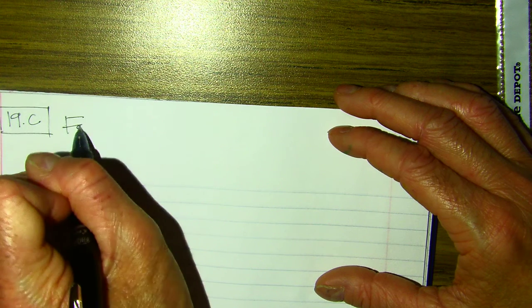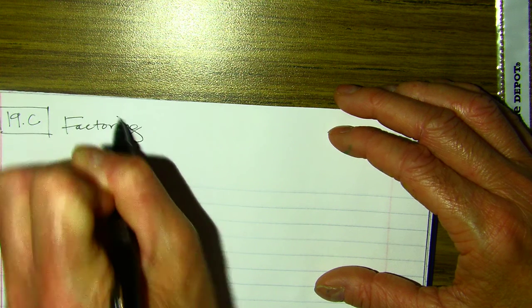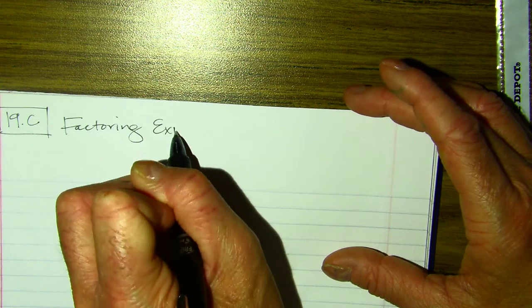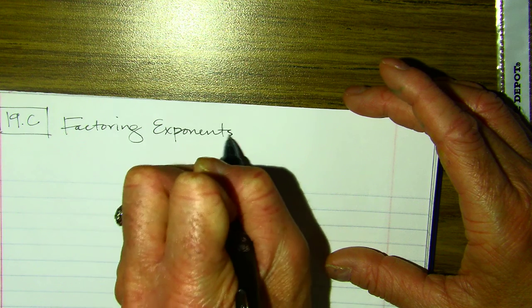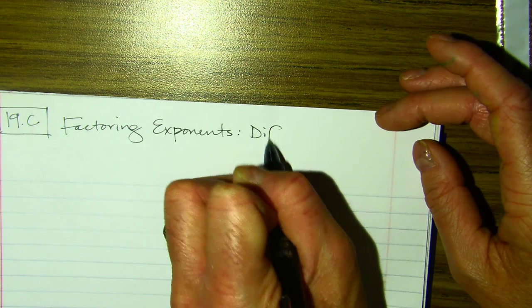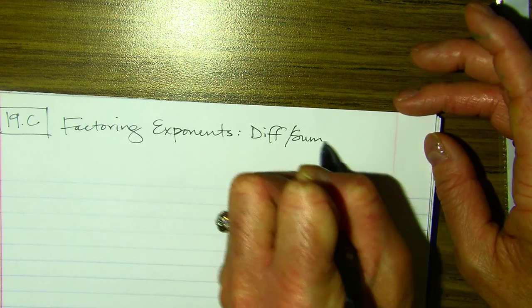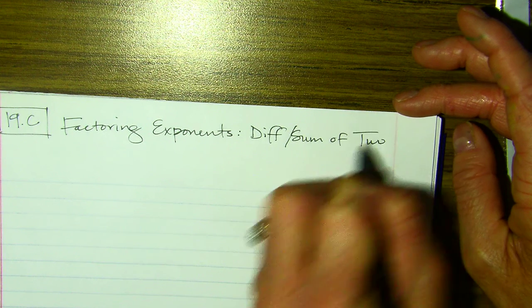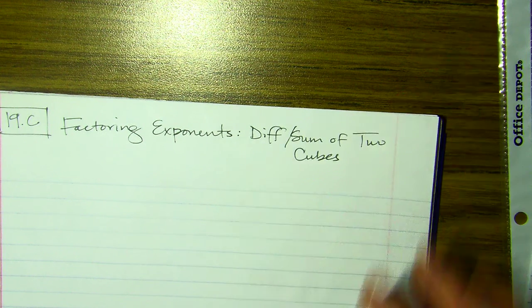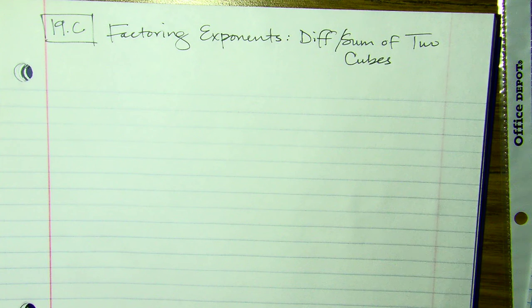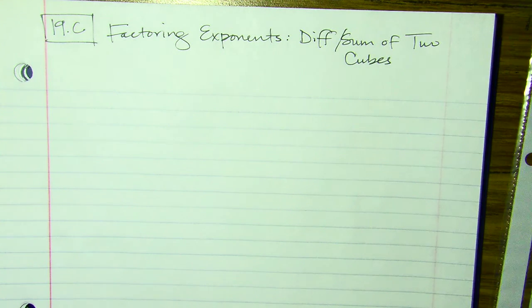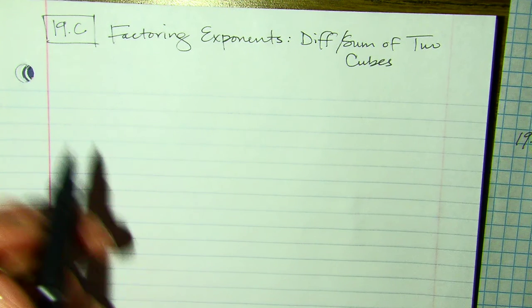Last two, I know this section is long. 19.C is more factoring exponentials, but this has to do with your difference and sum of two cubes. So the difference or sum of two cubes. Now I already wrote the patterns on the last page. So here are the last two problems.